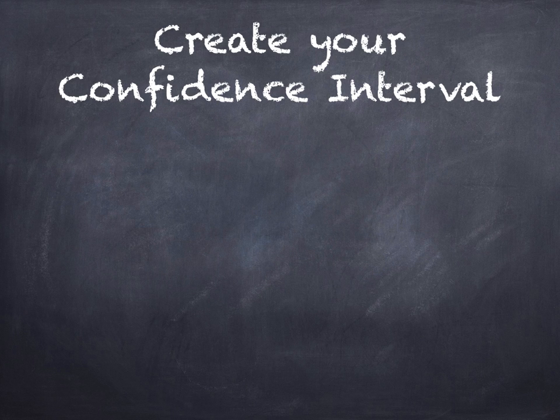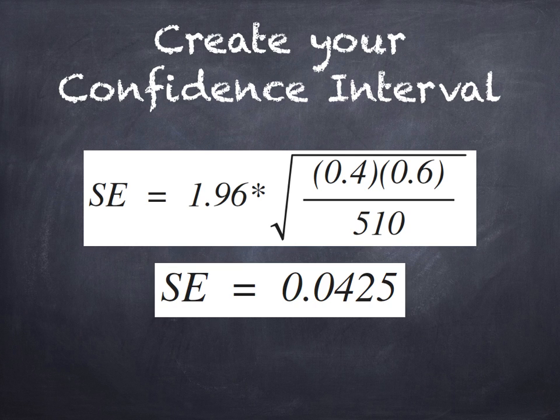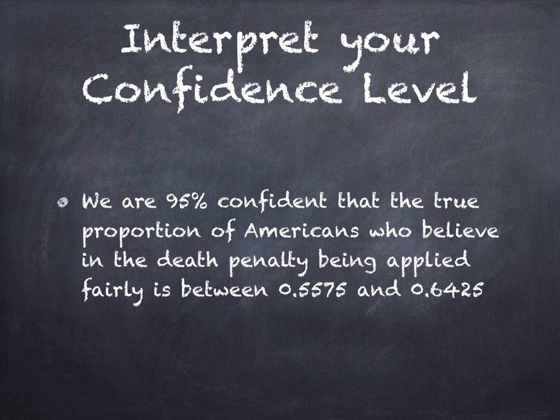So now we're going to create our confidence interval. Again, the margin of error equals 1.96, which is our critical value for a confidence interval of 95%, times the standard error. Plug in our numbers, and we get 0.0425. So now we're going to interpret it. We are 95% confident that the true proportion of Americans who believe the death penalty is applied fairly is between 0.5575 and 0.6425.